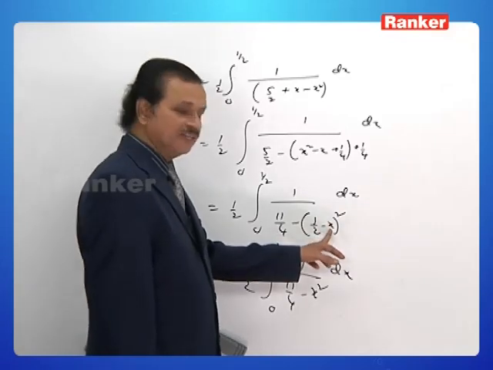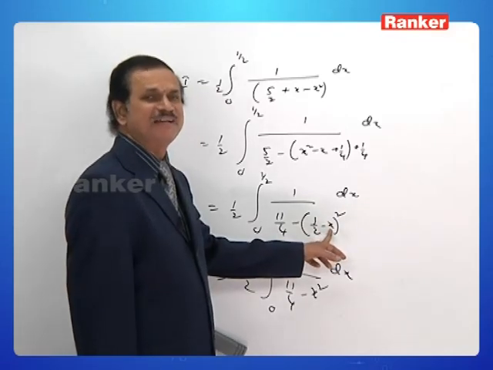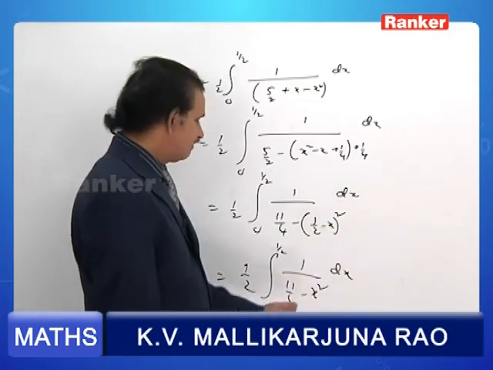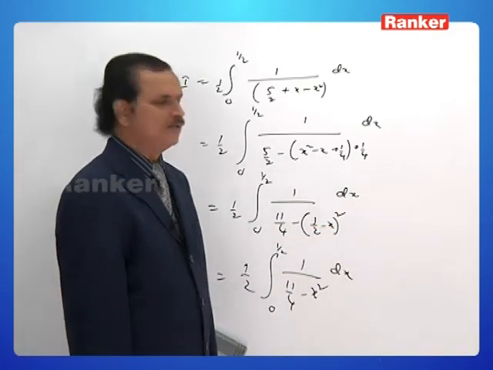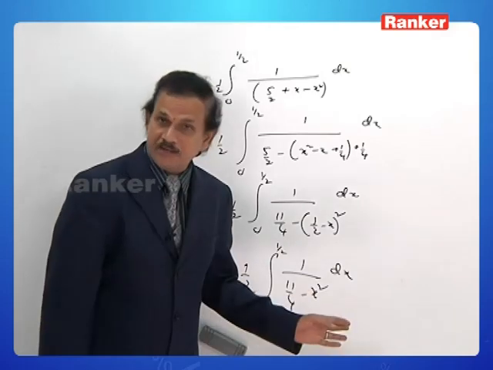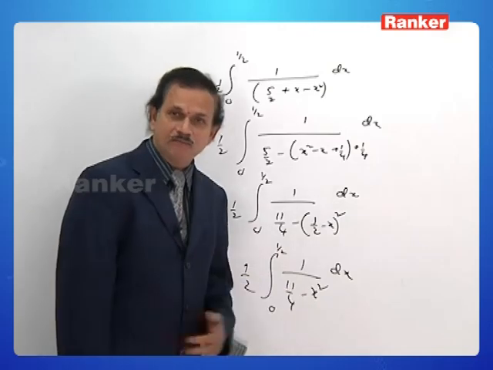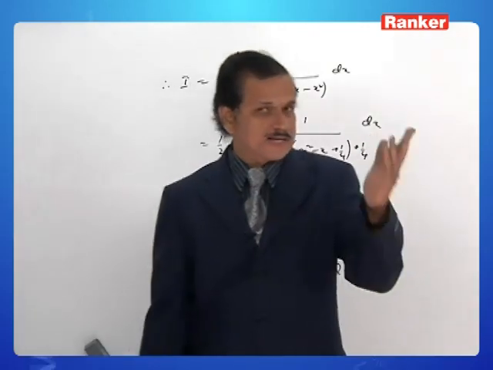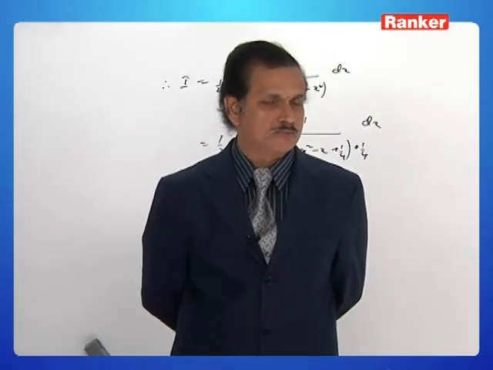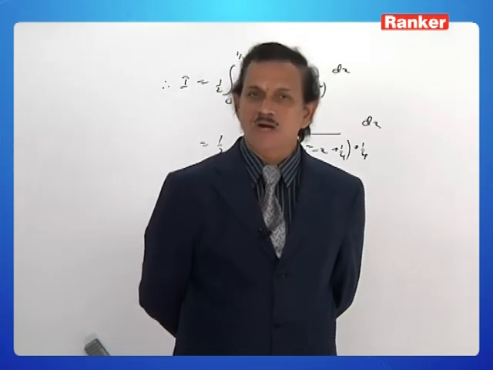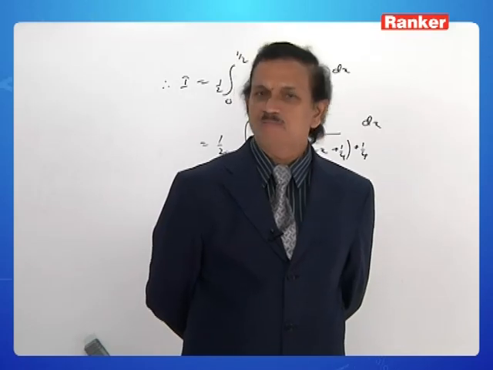Half minus, in the place of x, I like to put half minus x. Half and half will go away, leaving you x only. So it is 11 by 4 minus x square. Well, my dear, this looks like the standard answer 1 by a square minus x square. You please recollect what is the integral of 1 by a square minus x square dx? 1 by 2a log mod a plus x by a minus x.